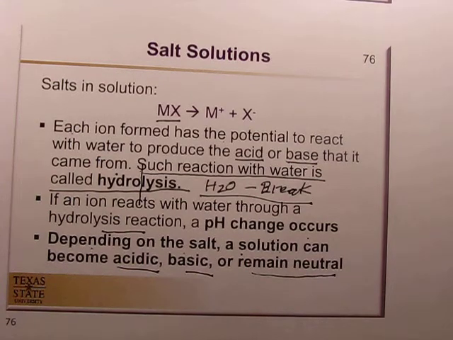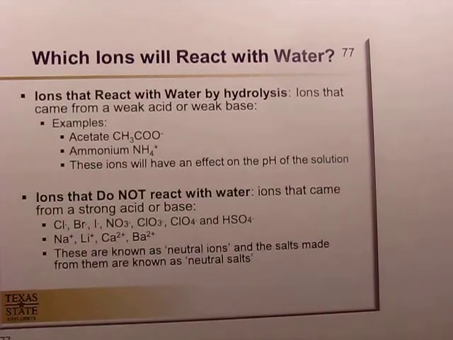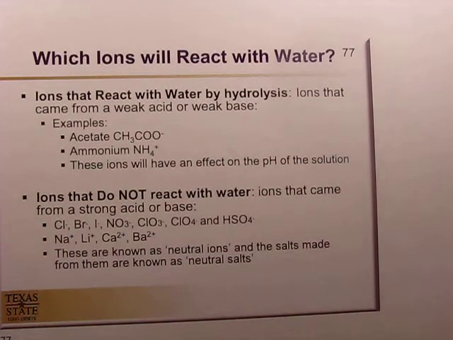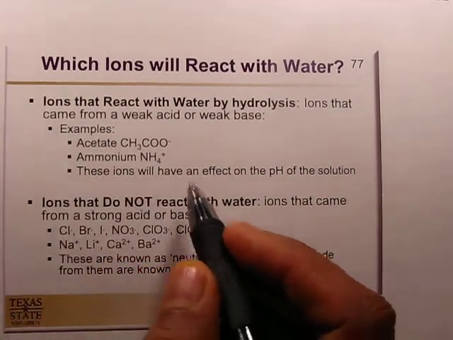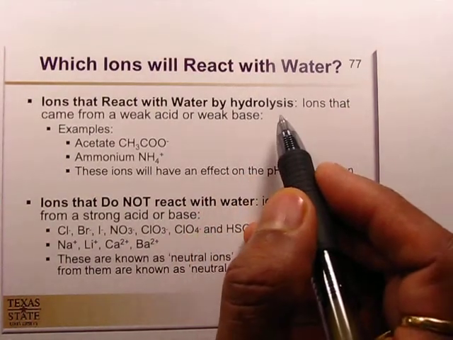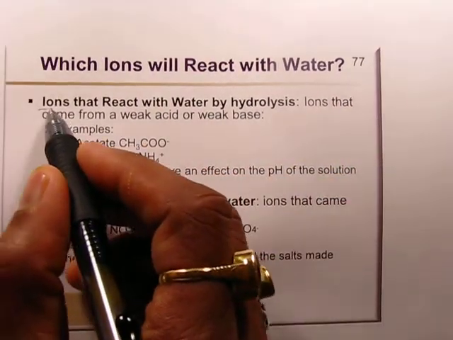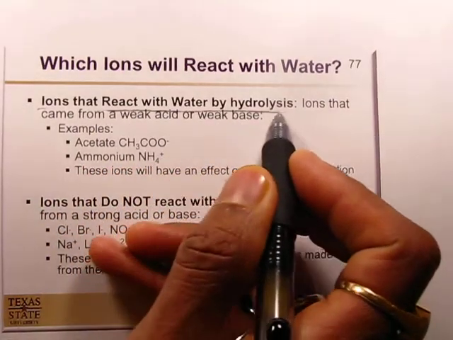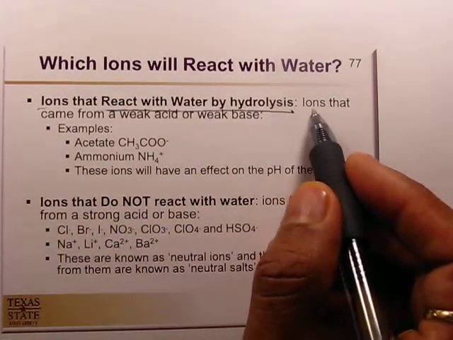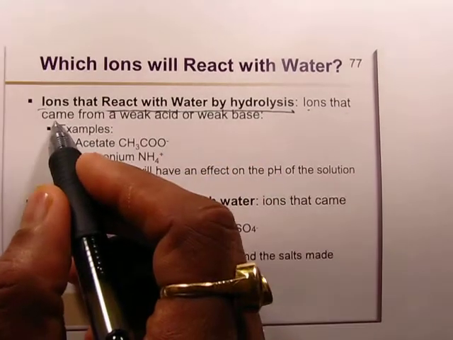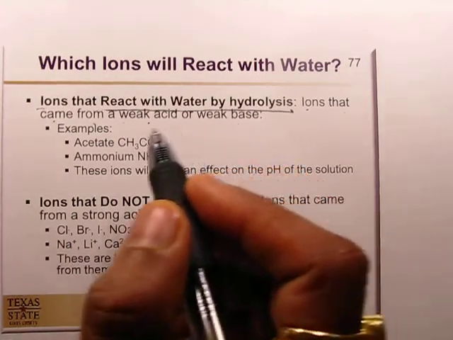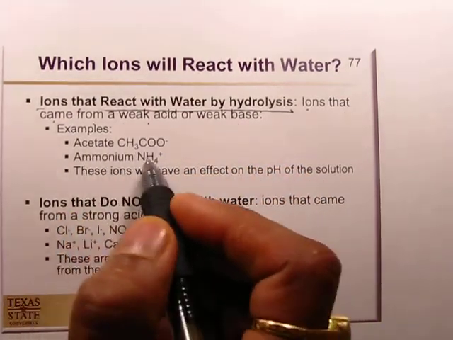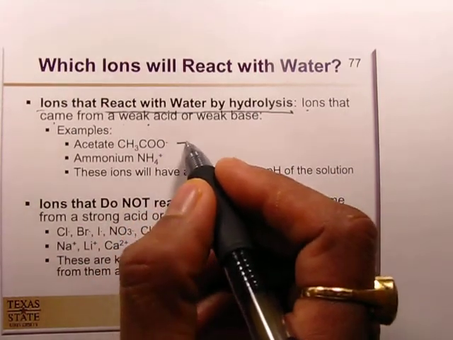Let's see an example, and before that example there are a few simple rules. What are the ions that react with the water by hydrolysis? Ions that come from a weak acid or weak base. For example, acetate ion and ammonium ion react with the water.